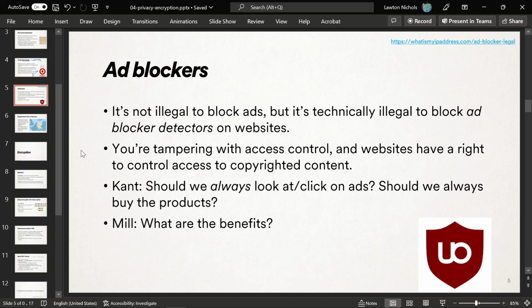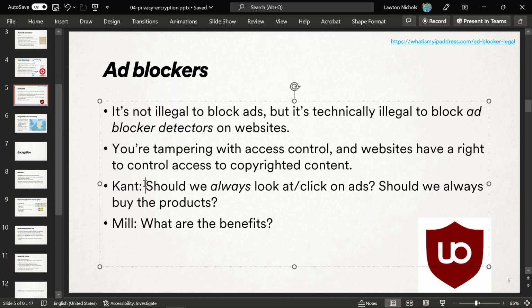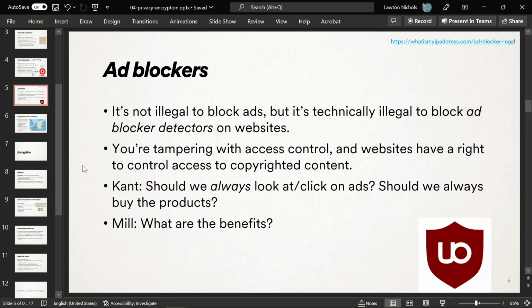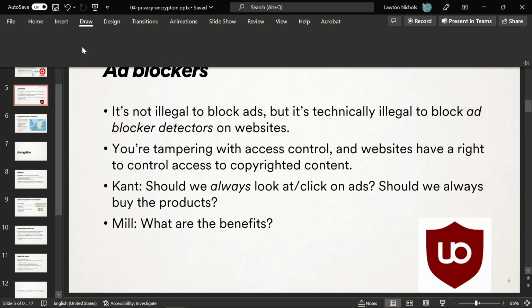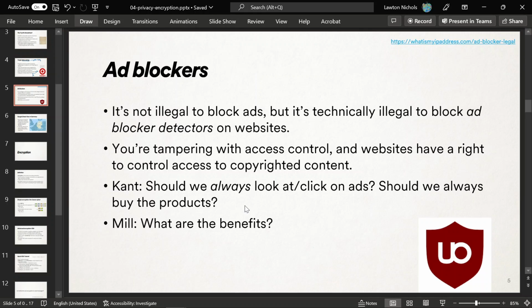Okay? So again, you can ask the question, is this a good idea? Should we have ad blockers on the internet? And Kant might ask the question, should we always look at or click on ads? Should we always buy the products that are being offered to us? Right? He would have that word always in his questions. And I think that the answer, if you frame it that way, is a resounding no, right? Why in the world would you want to do that? I'm not going to click on every ad I see. It's not my job to do that, yes? So maybe ad blockers are a good thing. Kant would probably agree with them. There's no need to look at all these ads if I'm not going to click on them anyway.